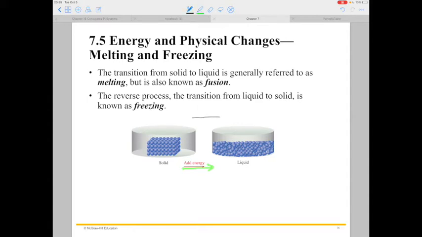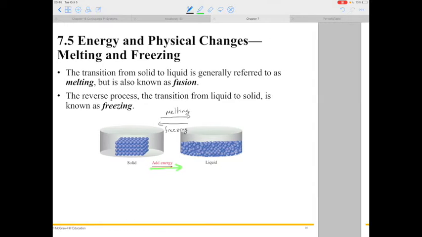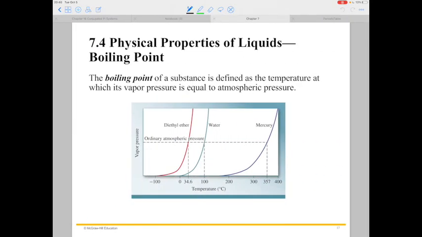When we go this direction, we refer to this as melting. And when we go the other direction, we refer to it as freezing. In order to freeze a material, to go from liquid to solid, you need to take energy away. So I add energy to a solid, it melts. If I take energy away, it will freeze. Each substance has its own physical properties, all of which are unique to whatever your substance is.